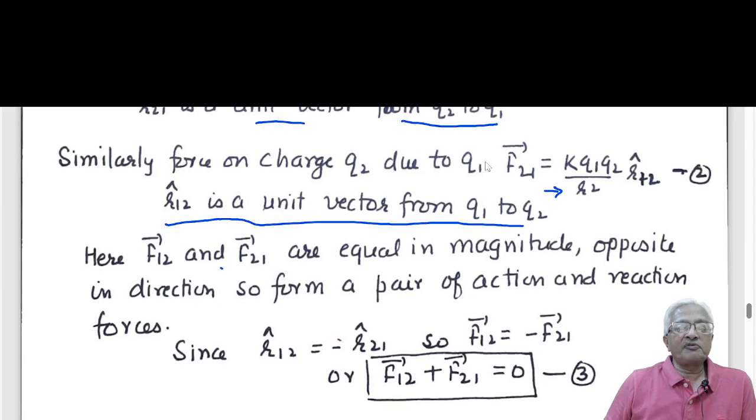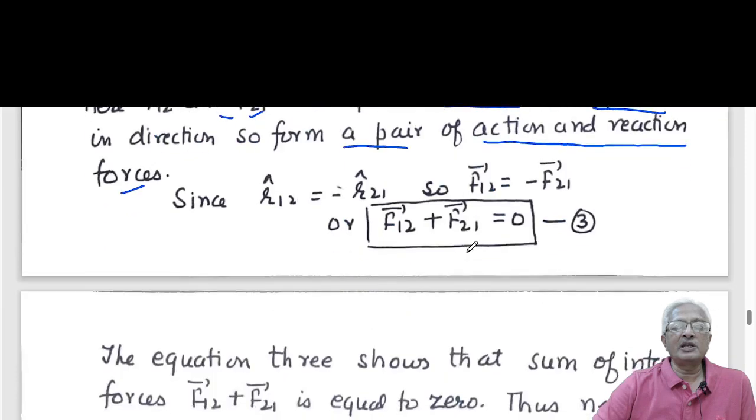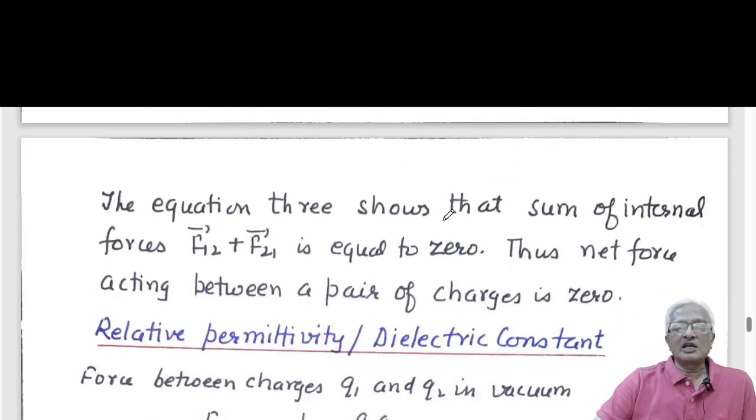Here both the forces F12 and F21 are equal in magnitude, opposite in direction, so they form a pair of action and reaction forces. Since the two unit vectors are equal in magnitude and opposite in direction, both the forces are equal in magnitude and opposite in direction, or they can be written as F12 plus F21 is equal to 0. What does that mean? It says that the sum of internal forces F12 plus F21 is equal to 0. Thus, the net force acting between a pair of charges is 0.